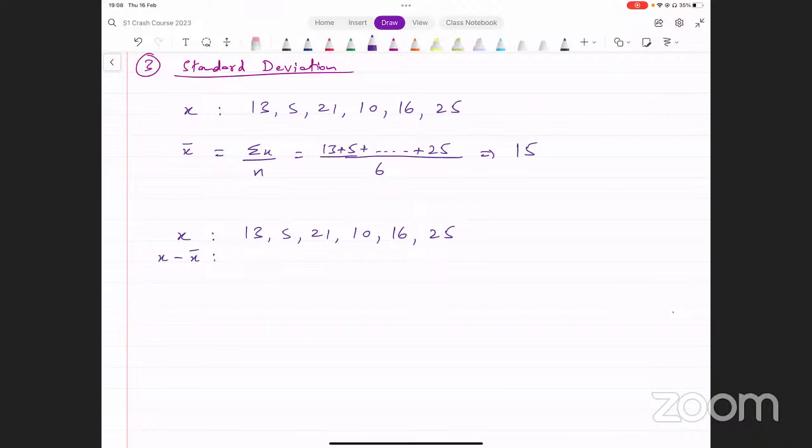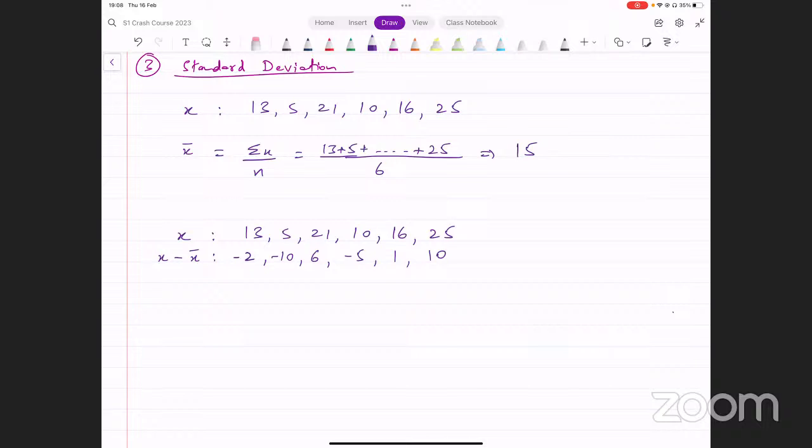What's the first value? If x was 13, 13 minus 15 gives you minus 2. 5 minus 15 gives you minus 10. 21 minus 15 is 6. 10 minus 15 is minus 5. 16 minus 15 is 1. And 25 minus 15 is 10. These are the differences, the distances of these values from the mean.